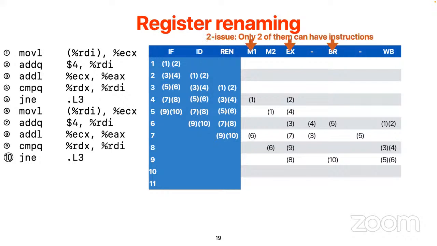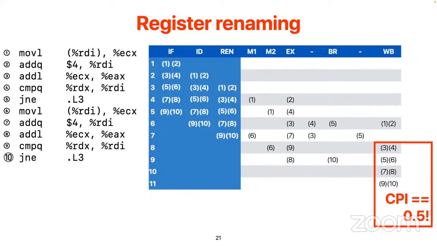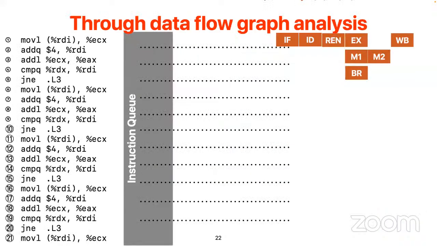Okay. So yeah, if you keep drawing the pipeline, you will figure out that after some point, your CPI is equal to 0.5 because you are retiring 2 instructions every cycle. Okay? All right. So one more way of looking at this problem.